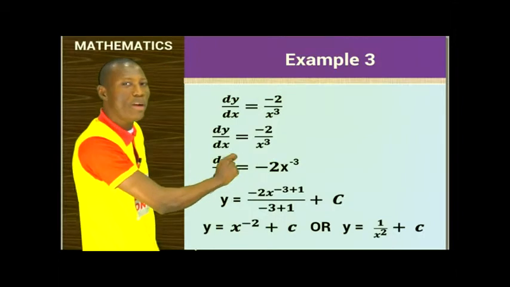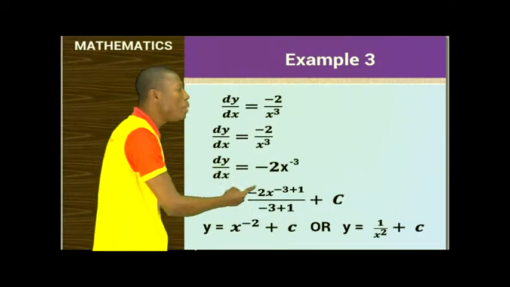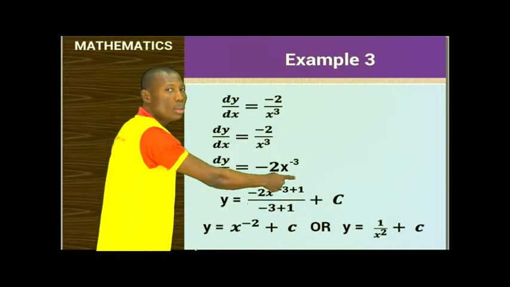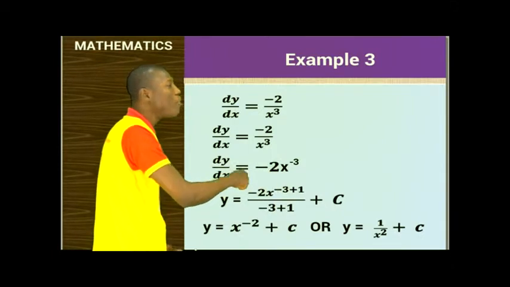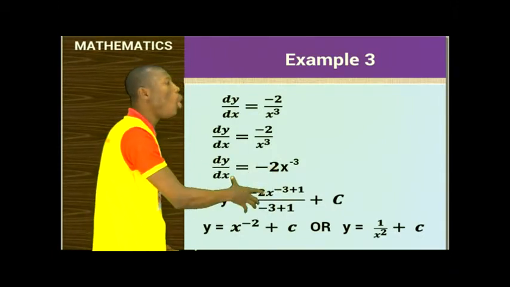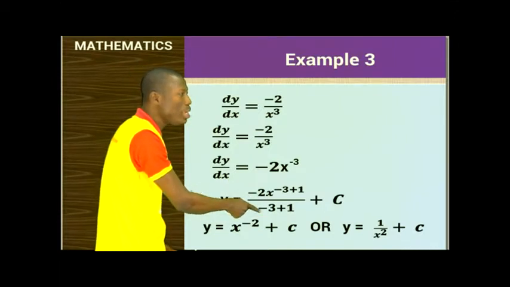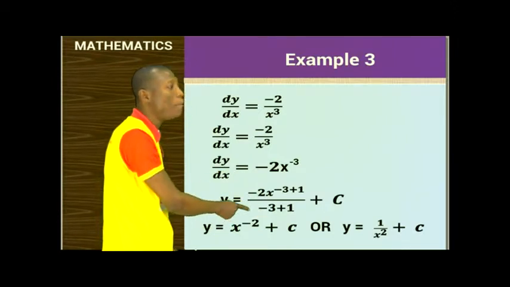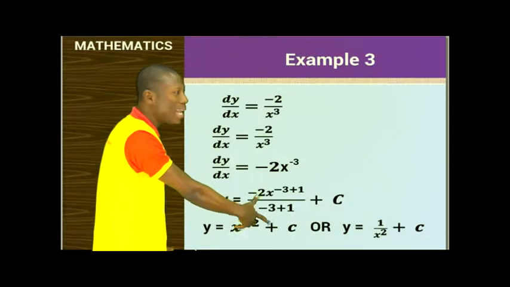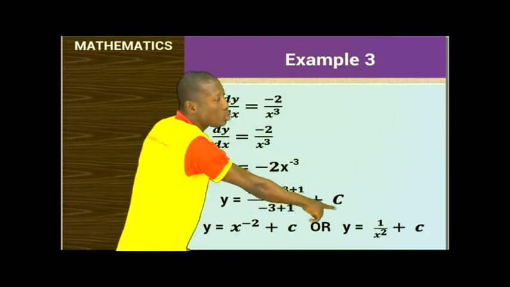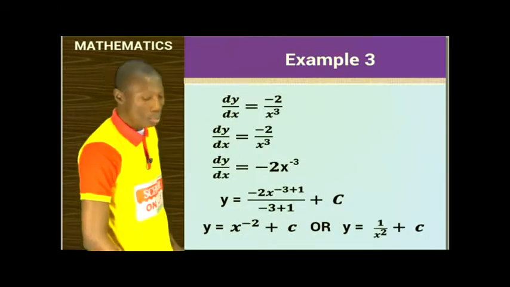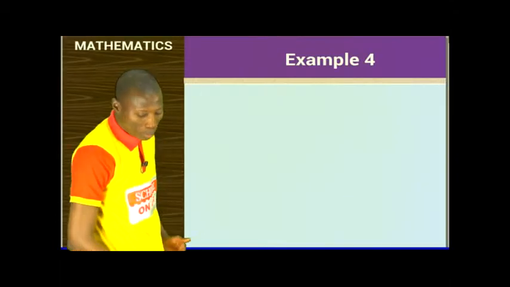And in this case, you must be very careful when you add to the power: this will be minus 3 plus 1, which will be equal to minus 2. Therefore, I have minus 2 x raised to power minus 2 all over minus 2. So that minus 2 here cancels the minus 2 here, I have x raised to power minus 2 plus c. Or I can write it as 1 over x squared plus c.